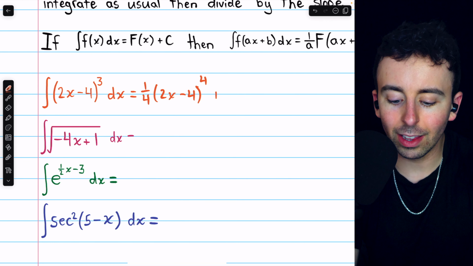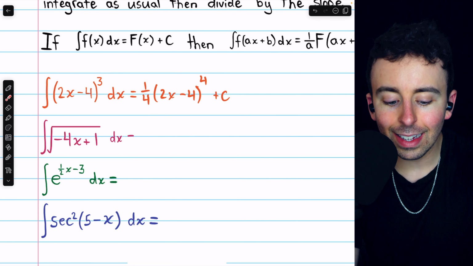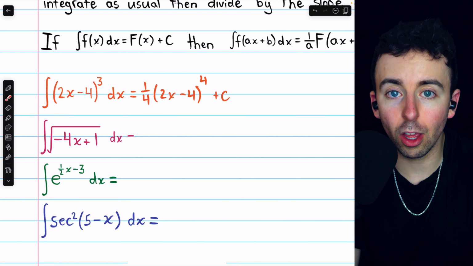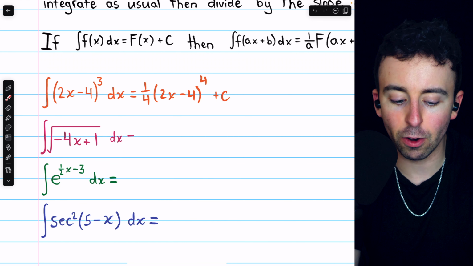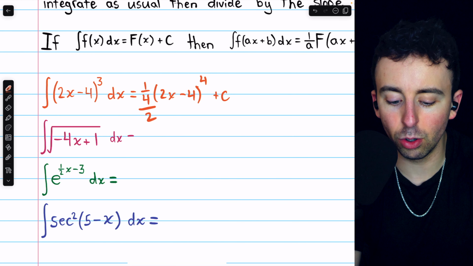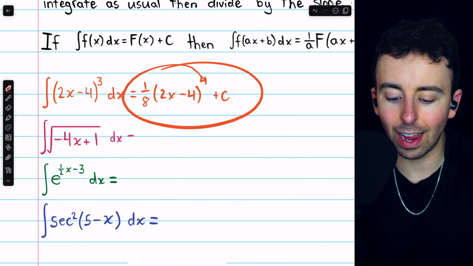So that's just applying the reverse power rule, but then it's not just x cubed, it's 2x minus 4 cubed. So to finish this, we need to divide by the slope of that linear input. We'll divide by 2, so we would have divided by 2 over here, 1/4 divided by 2, let's just simplify that to 1/8. And there is our integral.